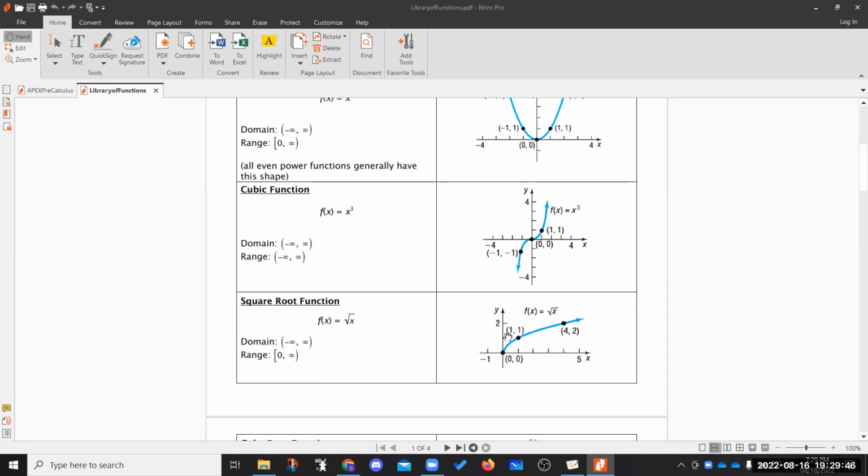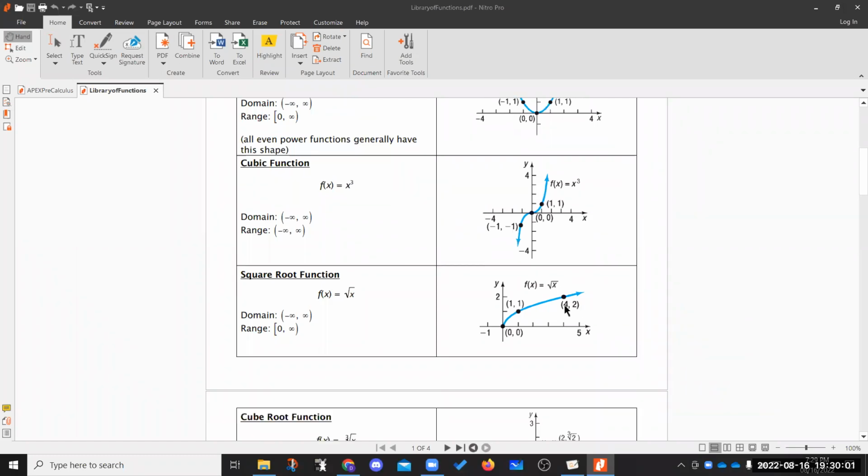All even roots are going to be based off of this function, and it's going to be increasing, starting at its vertex at 0, 0. The square root of 1 is 1. The square root of 4 is 2. It's a much slower growing function than any of the other functions that we've looked at so far.